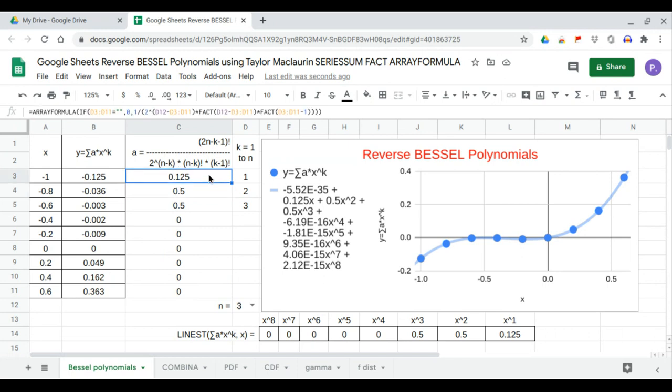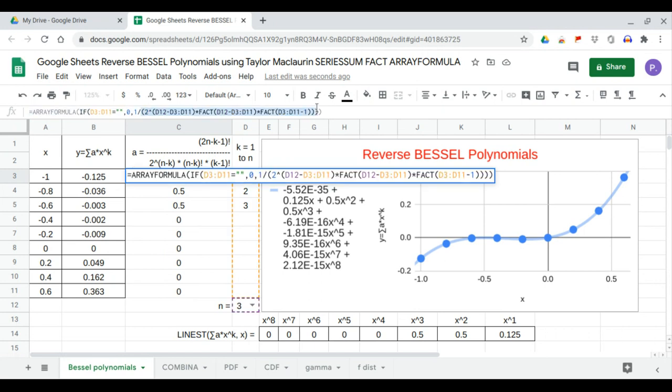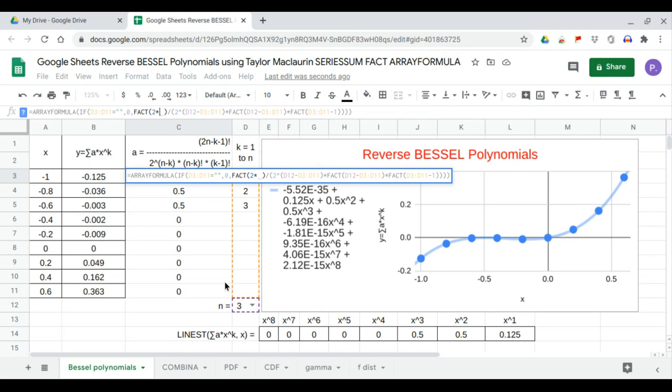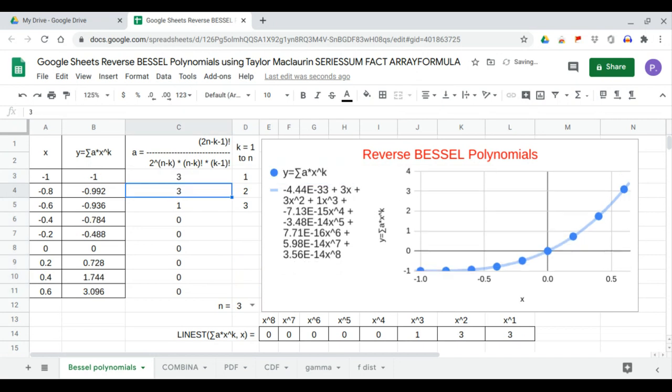Now we go on to the last part, which is the numerator, because we already have completed the denominator. Now we go into the numerator, which is 2n minus k minus 1 factorial. So that is factorial of 2 times n minus k minus 1. So that should be okay. So here we have the coefficients of the reverse Bessel polynomial.